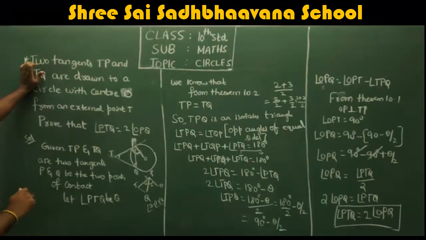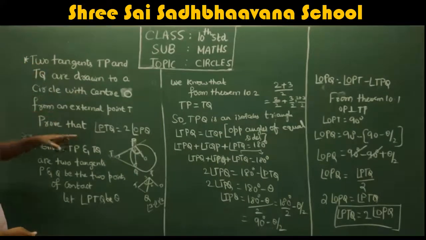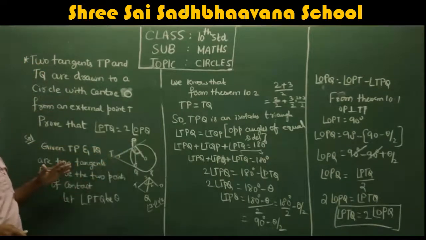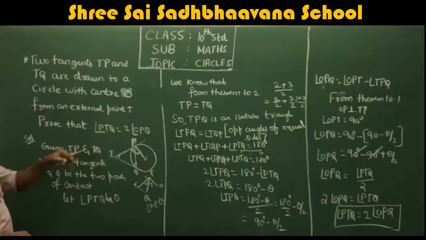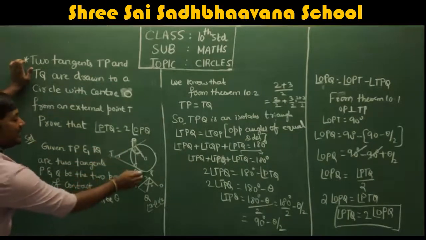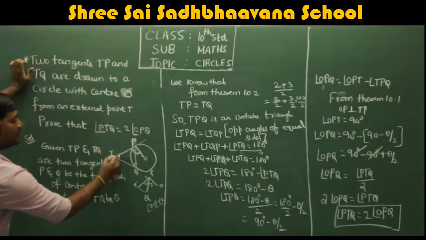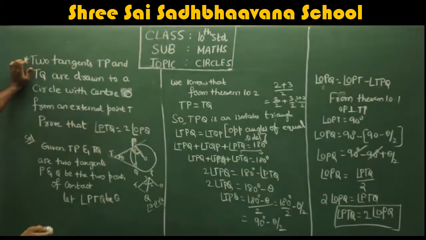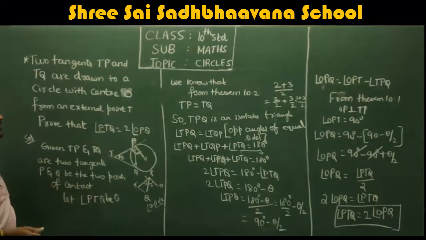So now, what is given? It is given TP and TQ are two tangents. We have taken the tangents, and P and Q are the points of contact. Correct. Let angle PTQ be theta. We don't know this, I am assuming theta. So assume PTQ as theta.